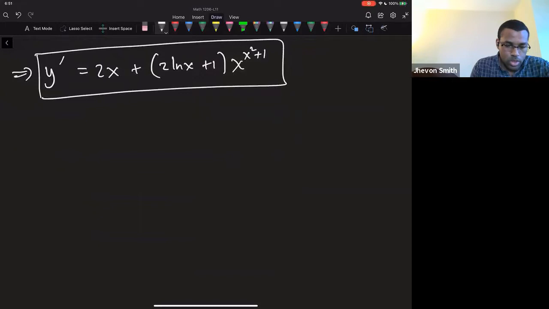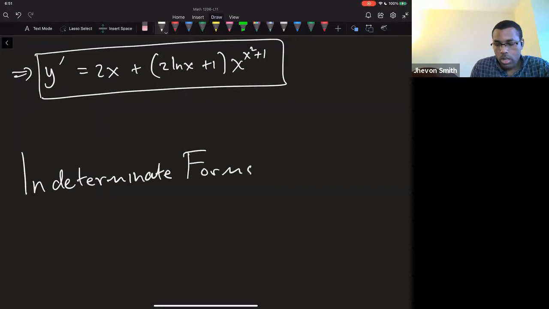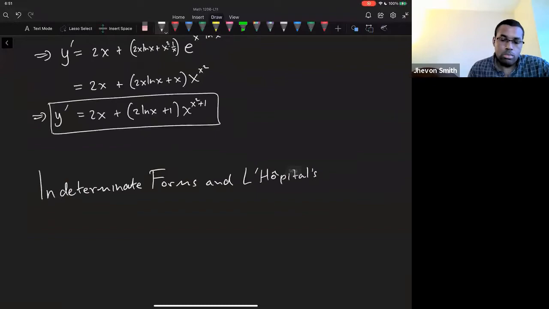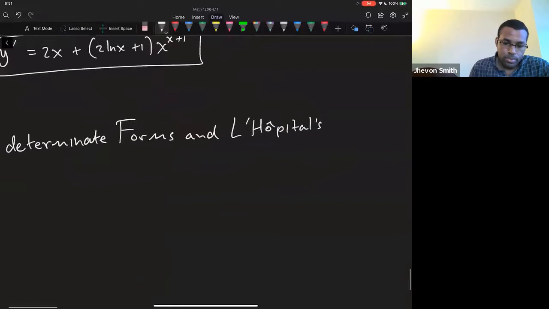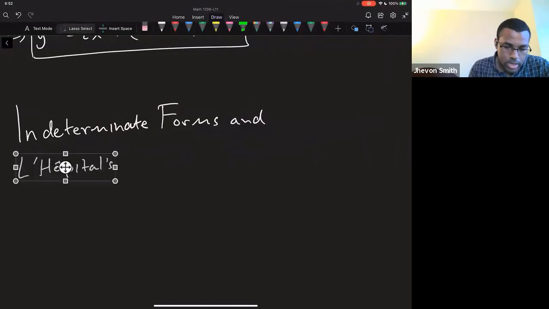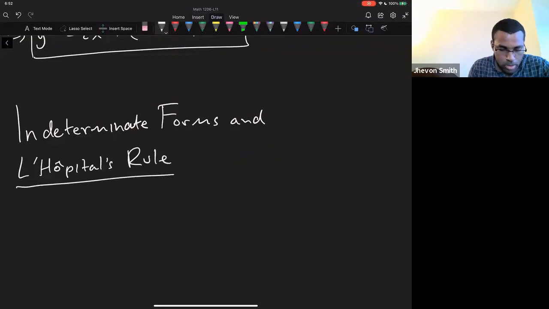So what we want to do is a topic called indeterminate forms and L'Hôpital's rule. I want to put this on one line. And L'Hôpital's rule. You have to say it with a French accent, or you could get the problem wrong if you don't. A pro tip there.